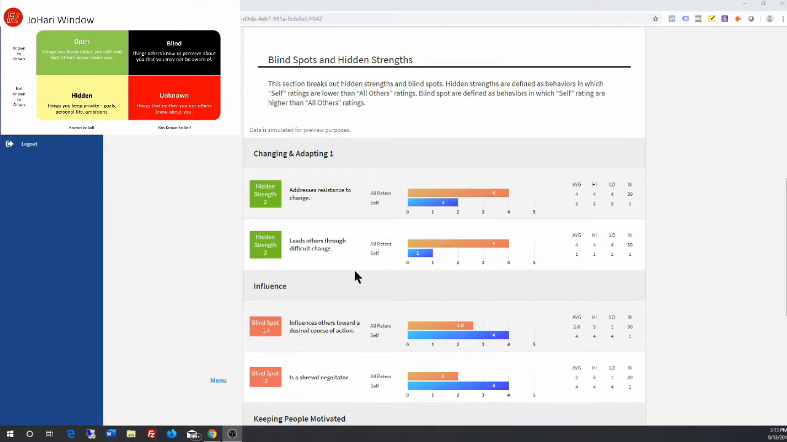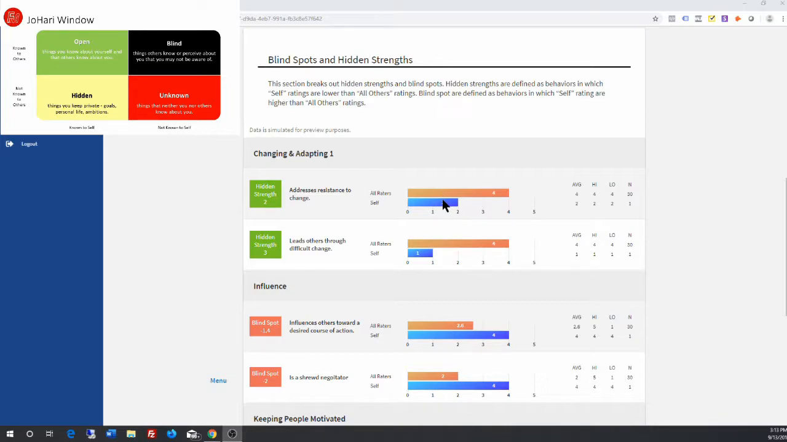The way that the blind spots and hidden strengths section works is that your 360 administrators can choose to set the gap score. And when I say the gap score, I'm referring to the differences between the self score here in blue and the all rater score here in orange.